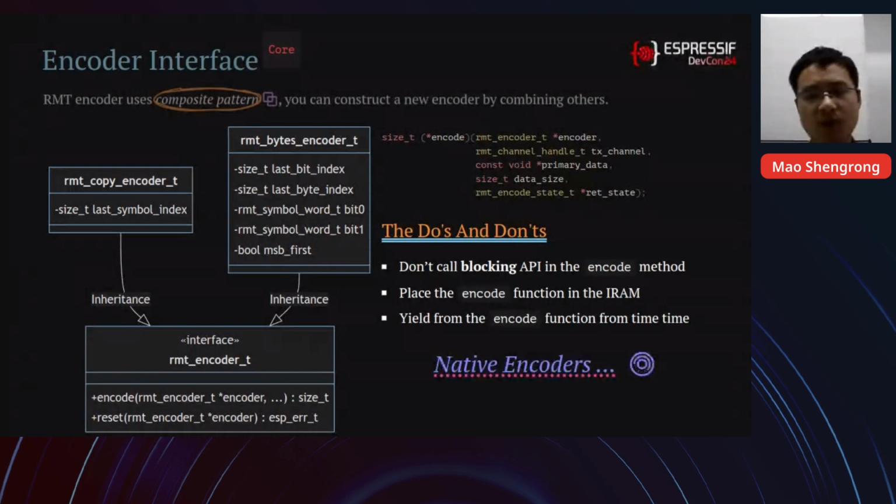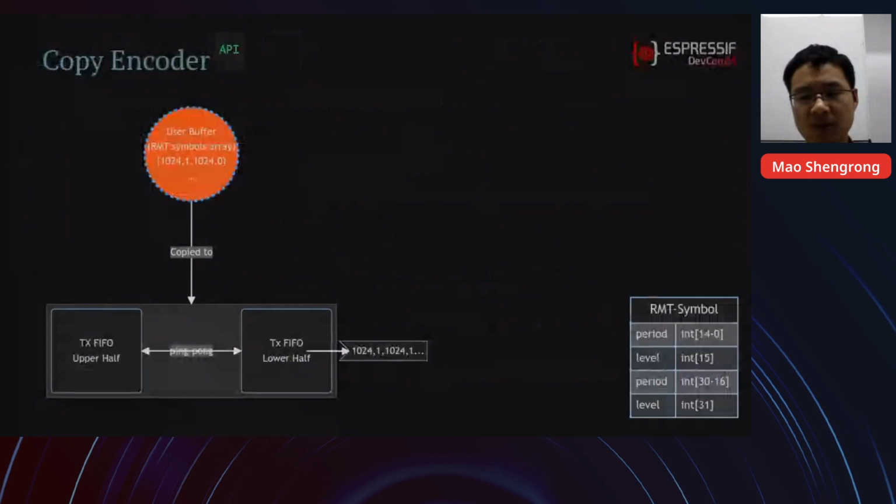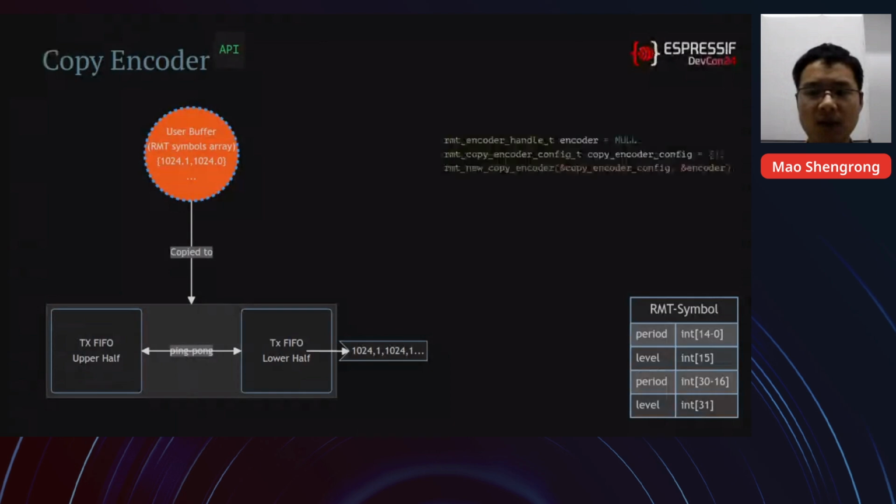The RMT driver includes some native encoders that simplify the construction of a more complex encoder. Let's explore these further. The first type is the copy encoder. As the name suggests, it transfers data from the user to the hardware in a ping-pong manner. This encoder does not perform any format conversion. The user data must be an array of RMT symbols.